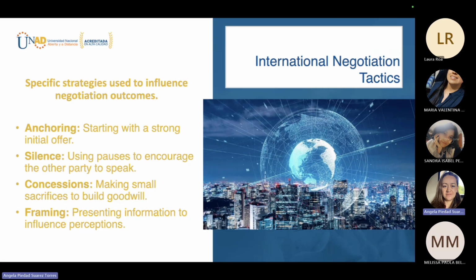Well, we continue with those tactics. There are specific strategies that are used to influence the negotiation outcomes. The first one is anchoring, which means starting with a strong initial offer. And it is very important for us to know about the culture of bargaining.